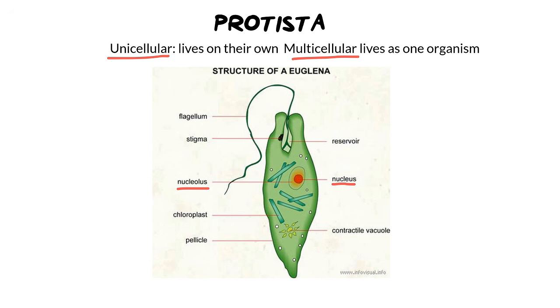You'll also notice that there are chloroplasts, and often Protista are photosynthetic, which means they can photosynthesize, and the majority of the plankton in the ocean are protists, and they photosynthesize.